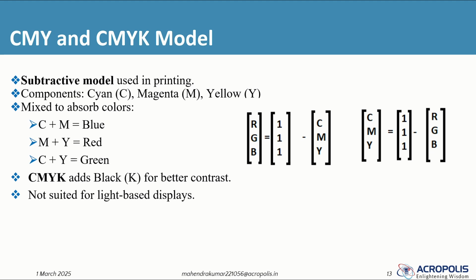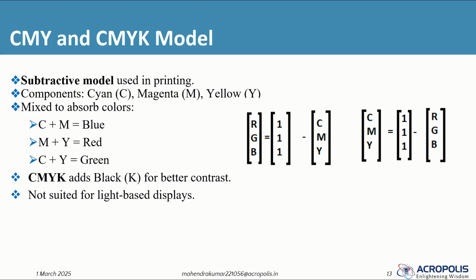Now the CMY model, cyan, magenta, yellow, is used in printing and is subtractive. Unlike RGB, this model works by absorbing light. Cyan absorbs red, magenta absorbs green, and yellow absorbs blue.